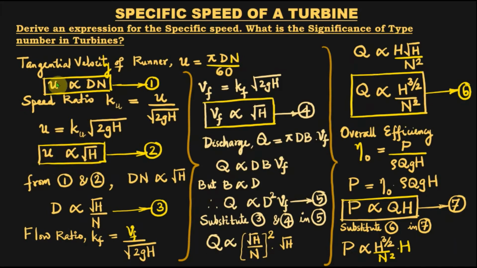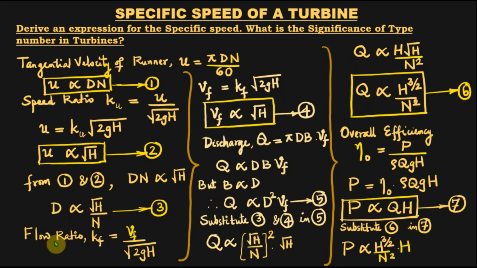Now we got two expressions for u. The first one is u is proportional to DN, and the second one u is proportional to root of h. That is equation 2. So from 1 and 2, you can write DN is proportional to root of h. That means D is proportional to root of h divided by N, taking N to the other side. So D is proportional to root of h by N. Let it be equation number 3.